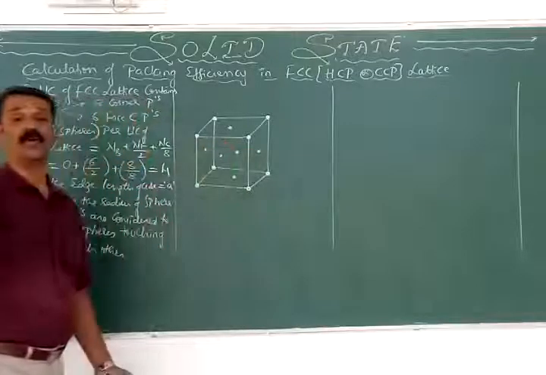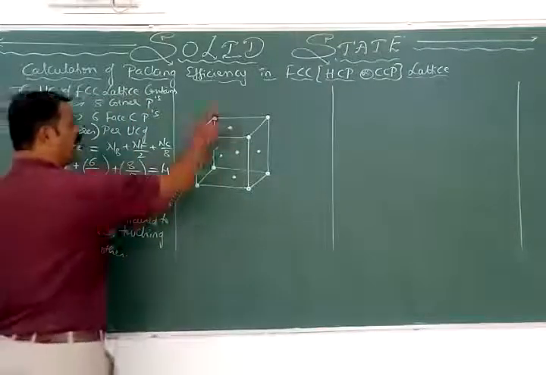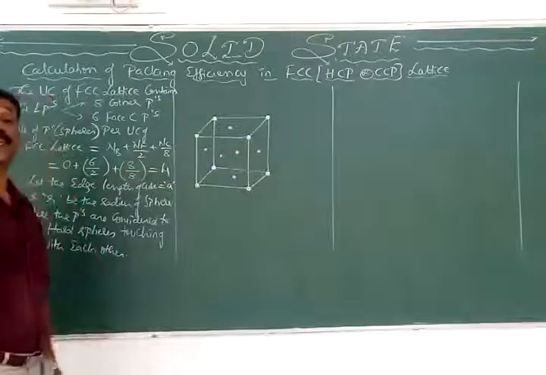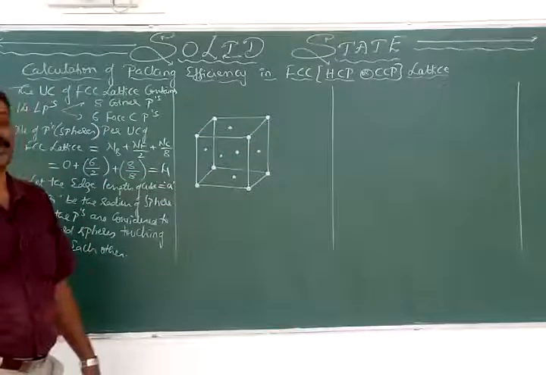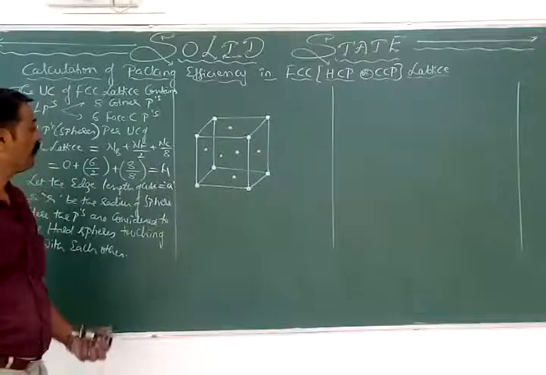So totally 14 lattice points, in which 8 are present at the corners and 6 are present at the centers of how many faces? 6 faces. Okay?